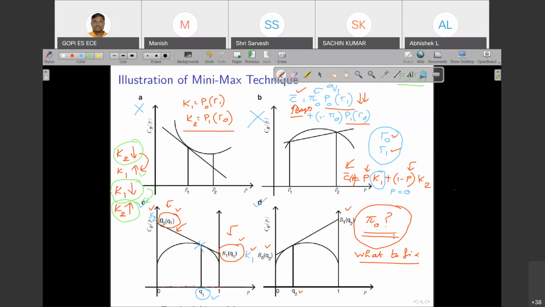So it is the point where the slope is 0, which is going to be that maxima point here, somewhere this point here, right? So where actually you get your K2 and K1, both are going to be the same, right?